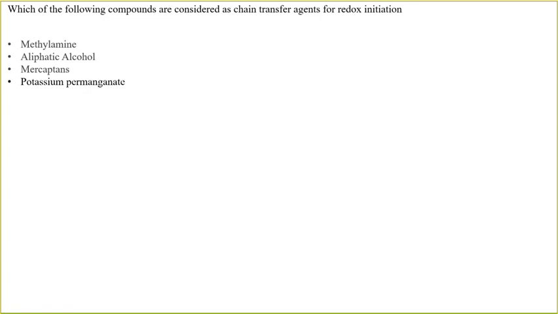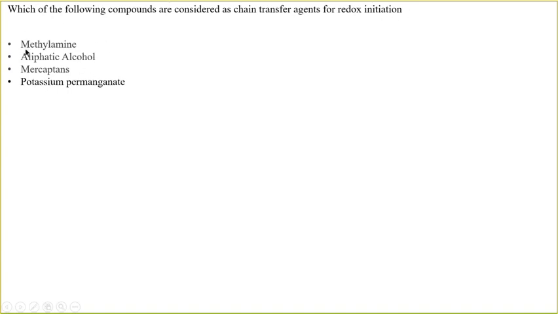So that's it. That is the exact reason why the first three are suitable for the redox initiation process. Now, redox initiation is the process where polymerization is initiated by free radicals produced by an oxidation-reduction reaction. In that, methylamine, aliphatic alcohols, and mercaptans are used as popular transfer agents for redox initiation.